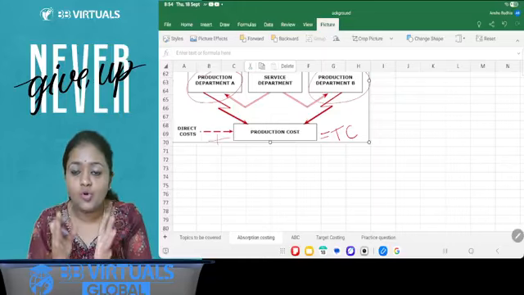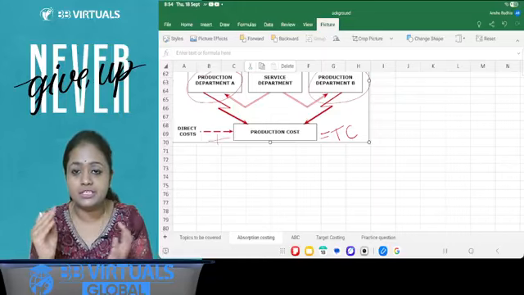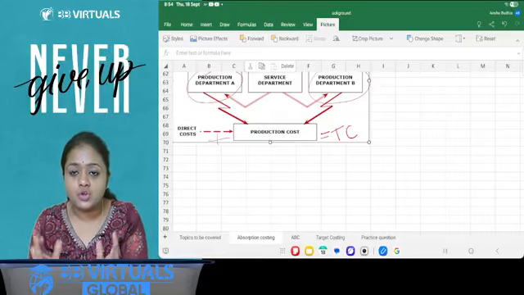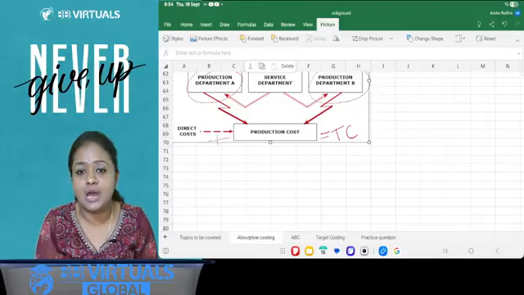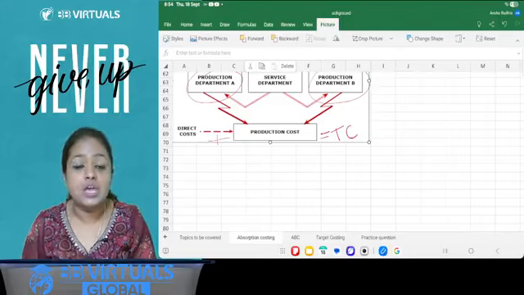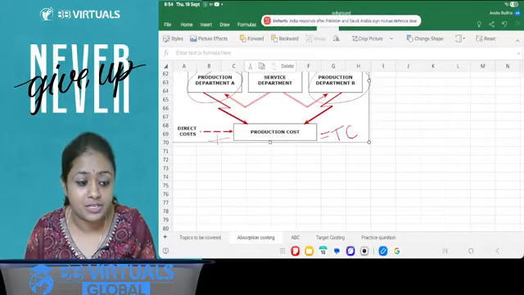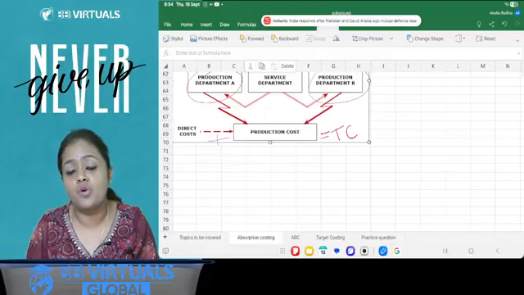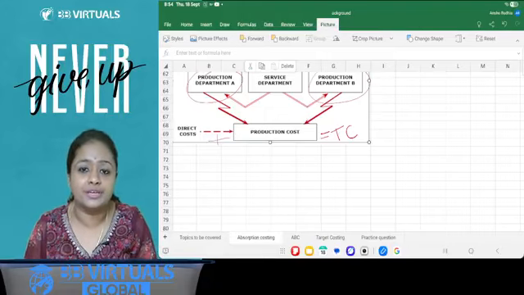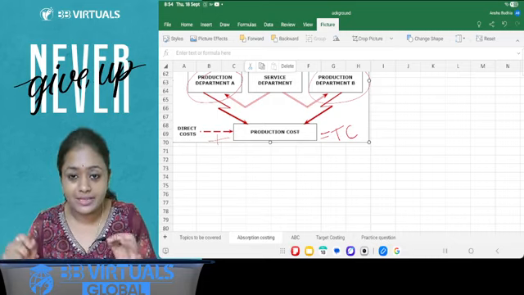So now you know the root: production overheads, allocation, apportionment, reapportionment, absorbed into product cost. You have these overheads. Along with this, you add direct cost to get the total production cost. We are not looking into non-production cost right now, because non-production overheads are like period overheads. You will add them after you have calculated your production cost to get the total cost.